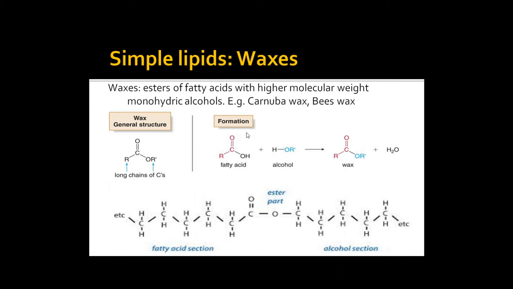How waxes are formed: a fatty acid molecule and an alcohol molecule, esterification occurs between the red part of the fatty acid and the blue part of the alcohol shown over here to form the wax molecule, and again a water molecule is released. This shows the fatty acid section of a wax. This shows the alcohol section of the wax. So both the parts, fatty acid as well as alcohol parts in waxes, are very long and complex, which are joined together by an ester bond.